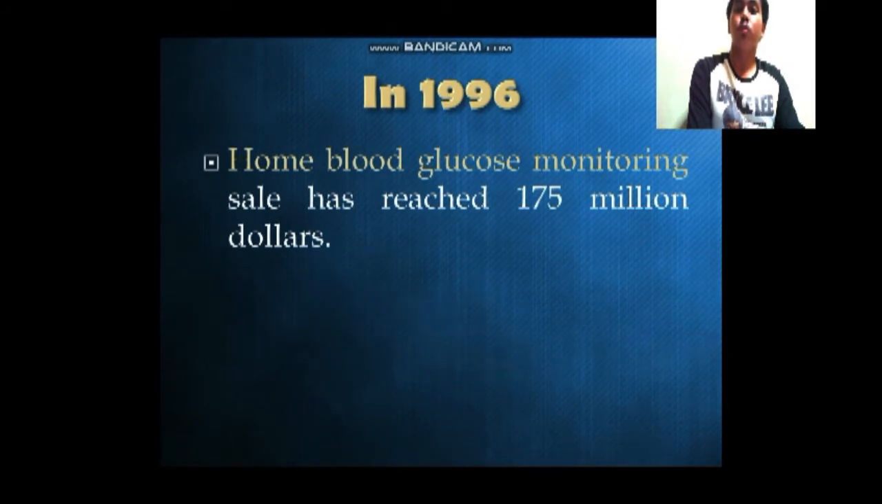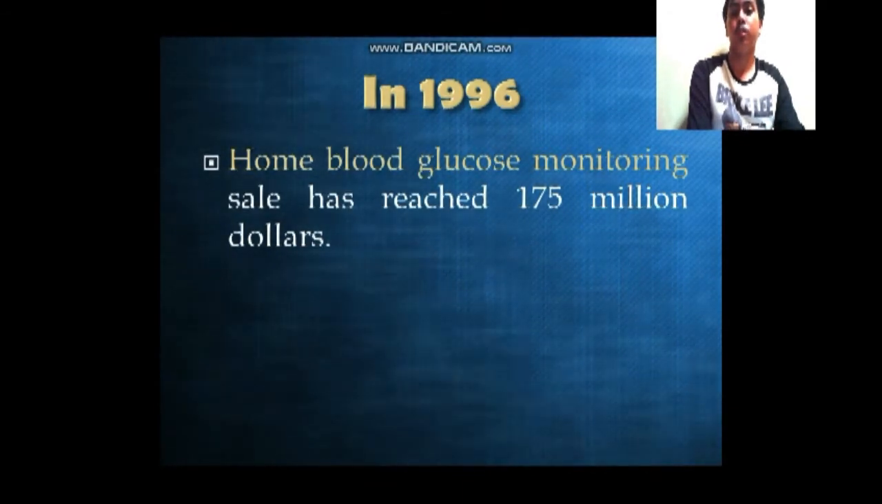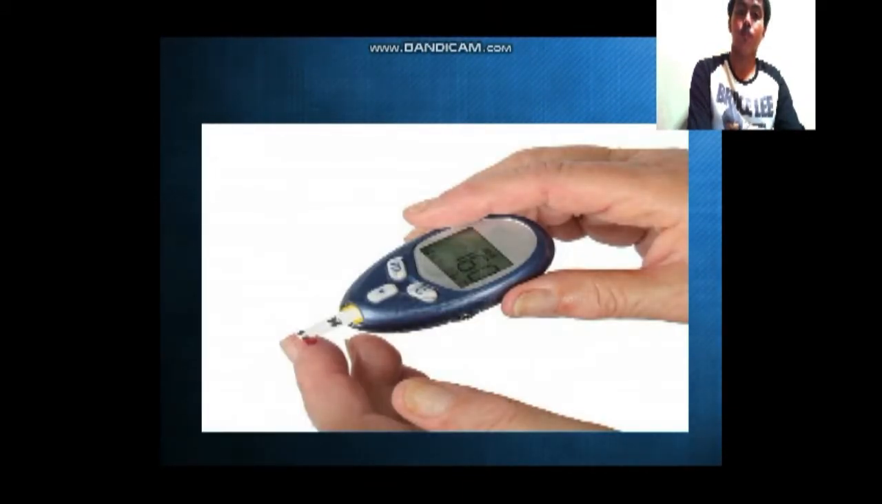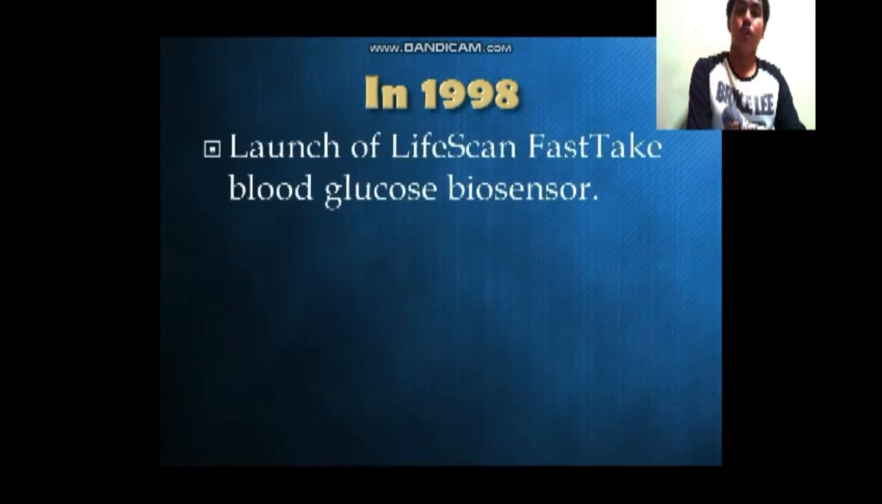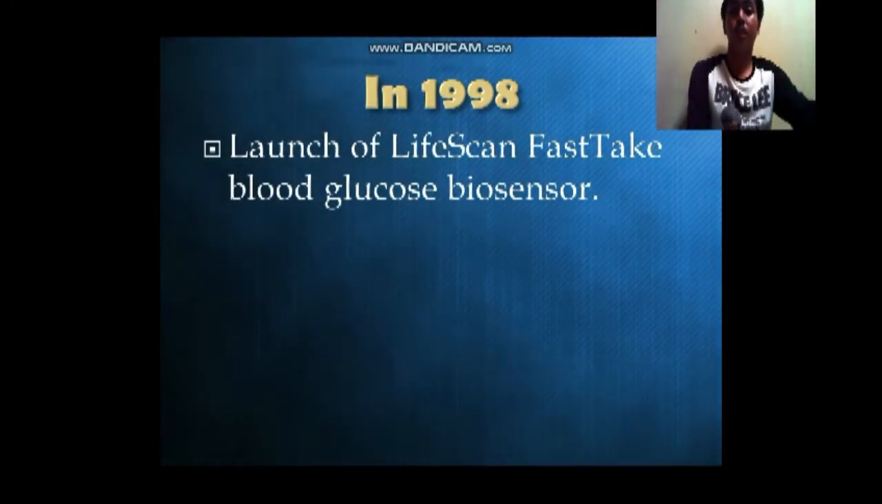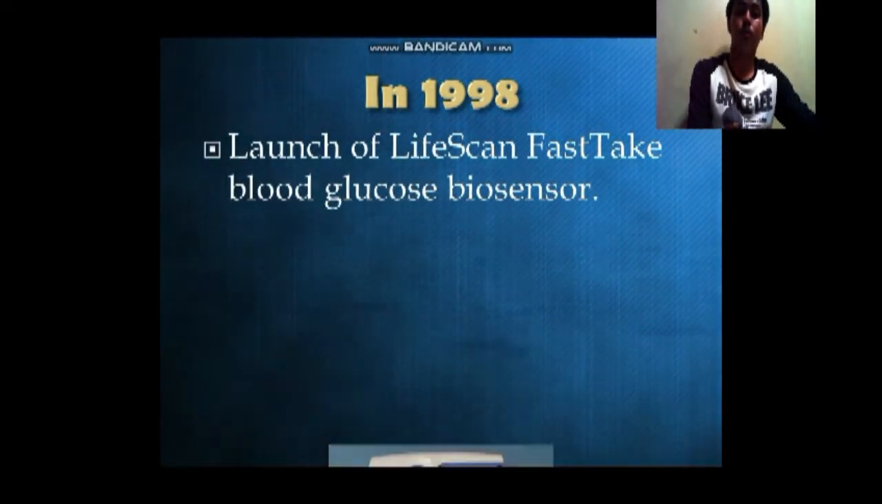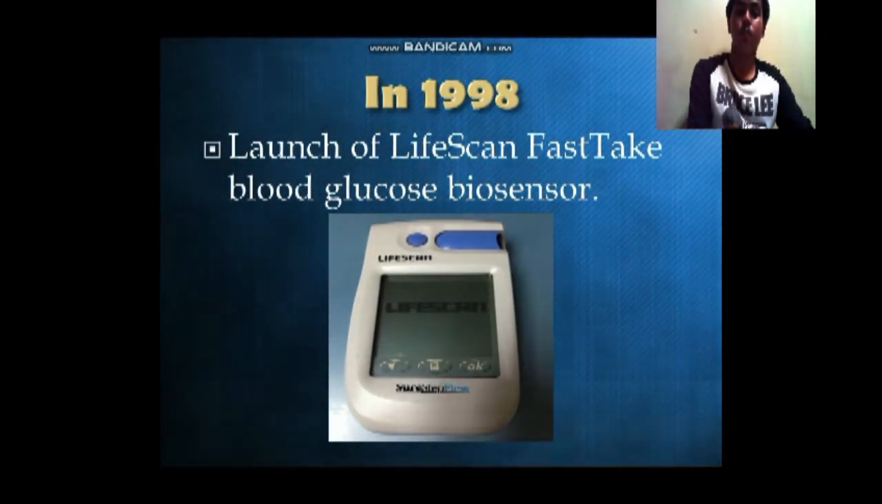In 1996, home blood glucose monitoring found its success because it reached $175 million in sales. This is the example of the biosensor. In 1998, the launch of the LifeScan FastTake blood glucose biosensor. This is the example of the LifeScan blood glucose biosensor.